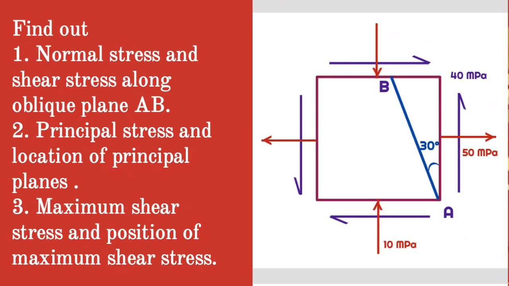Given the question, find out first, the normal stress and shear stress along oblique plane AB. Second, the principal stress and location of principal planes. Third, the maximum shear stress and position of maximum shear stress.